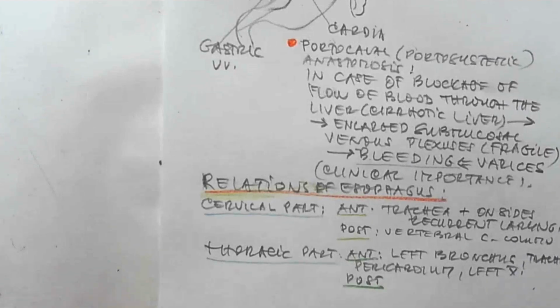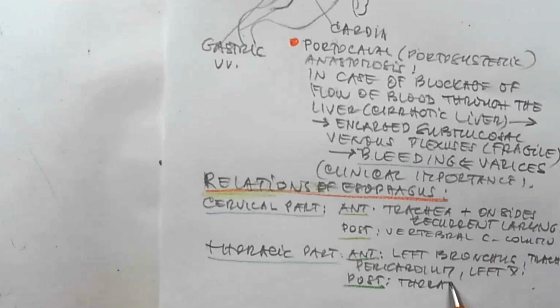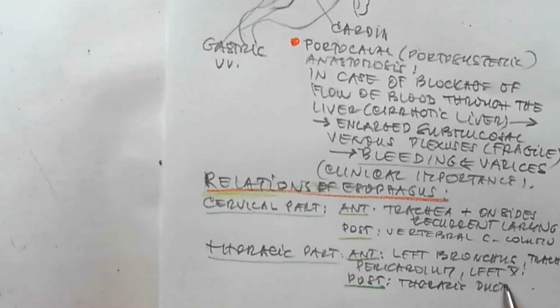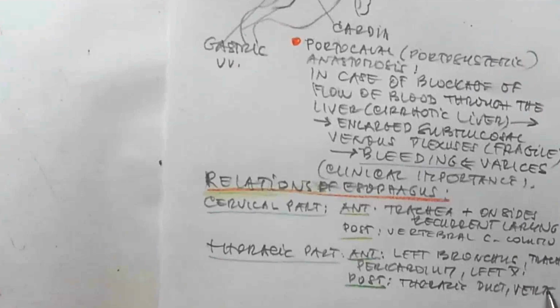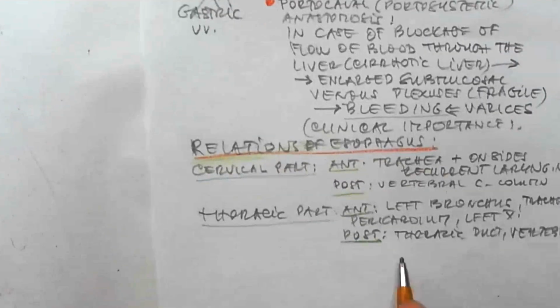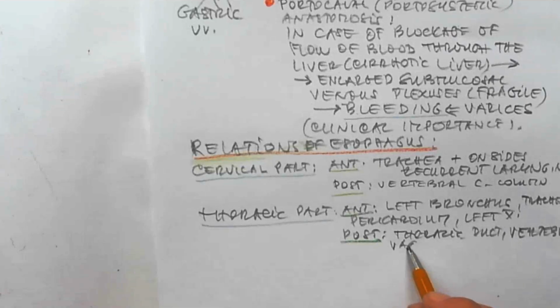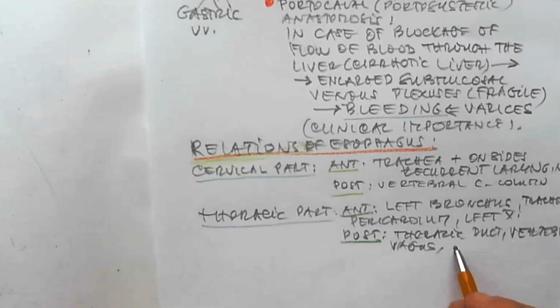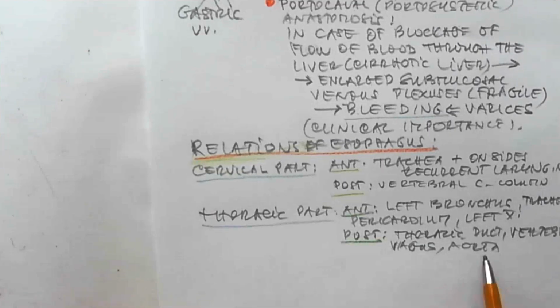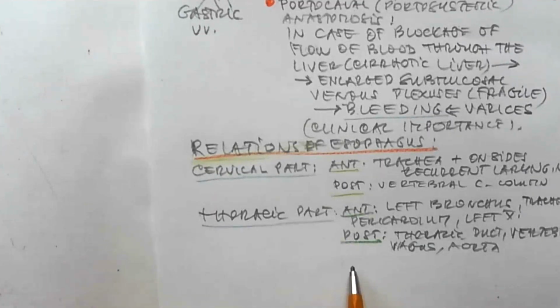Posteriorly, vertebral column, thoracic duct. This is important. Thoracic duct plus vertebrae, sufficient. What else? Vagus, yes, and aorta, because aorta changes the position. On sides, again, the aortic arch, thoracic duct, etc. I mean that this is good.